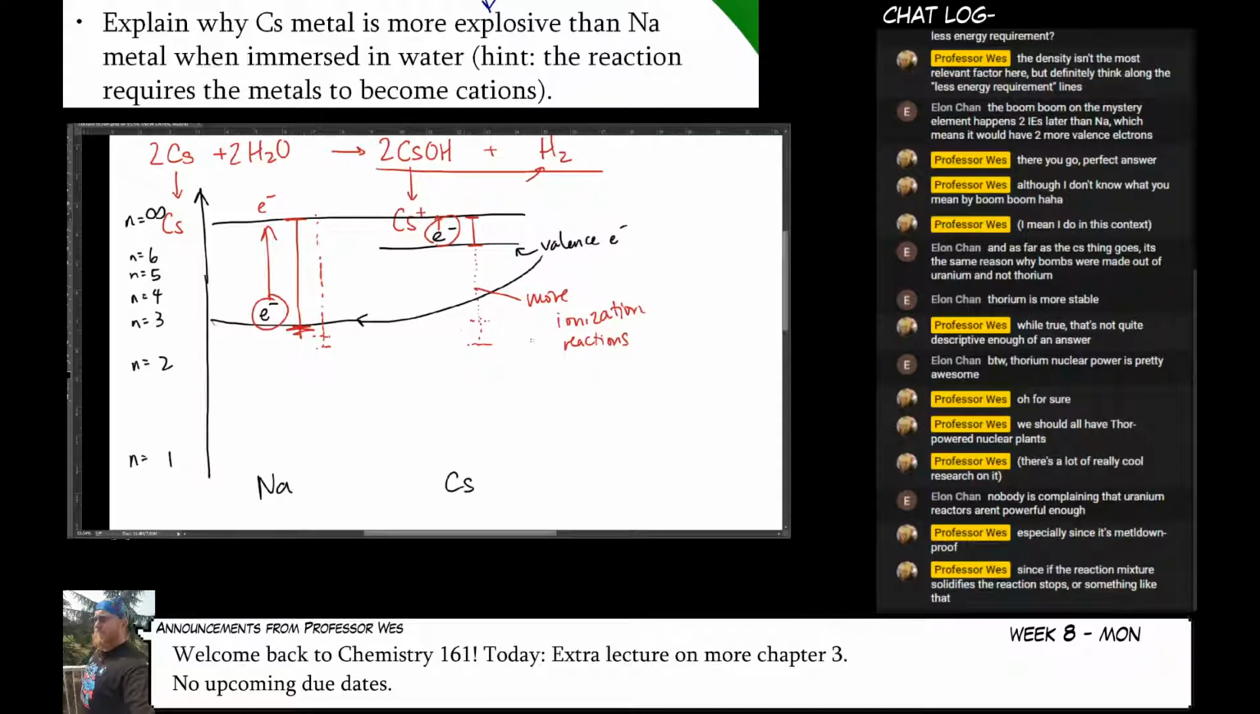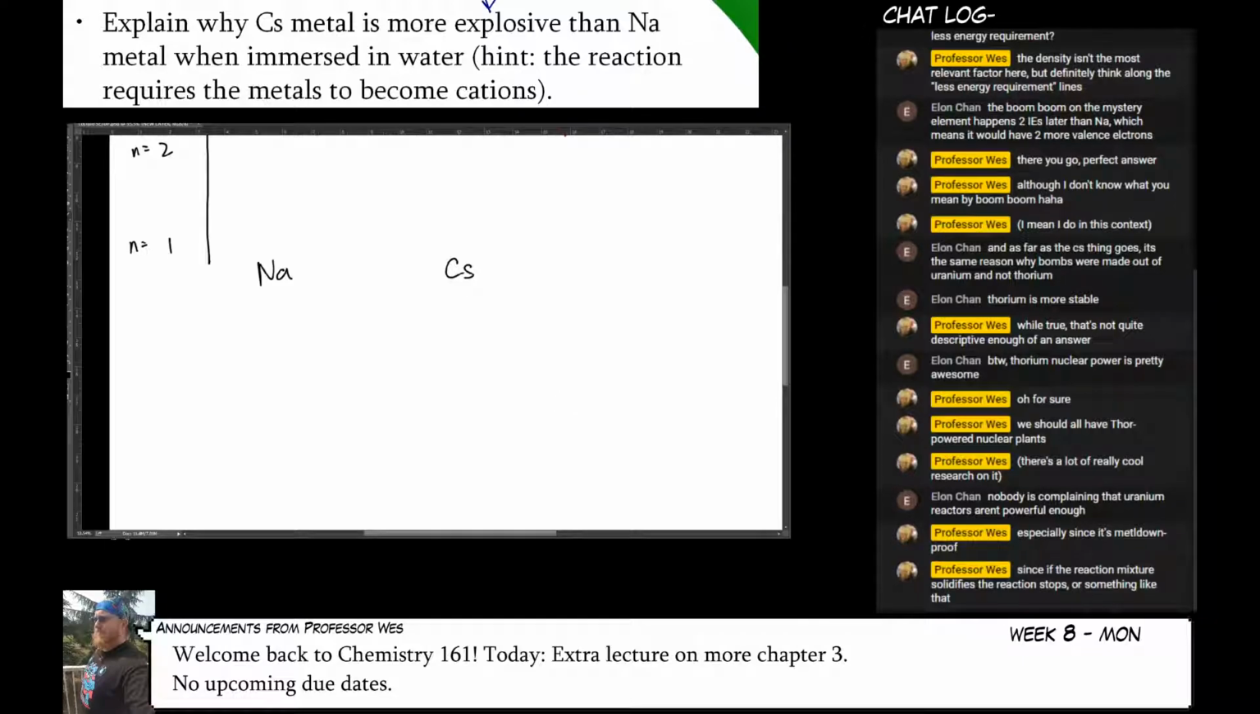So that's the answer to that first question: I use less energy, I get to keep more of the energy that I produced to make the reaction go faster and faster and faster with cesium. With sodium, I spend more of the energy, so I don't get as fast of a reaction.